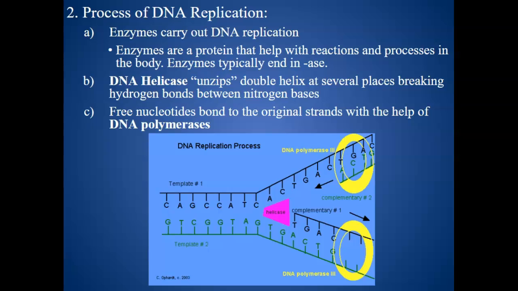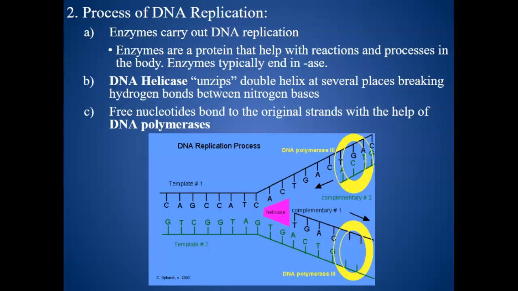So if you remember from building your model, DNA is a double helix. It's a twisty ladder. Well, in order to make a copy of DNA, we need to kind of pull that ladder apart. We need to separate the left side of the ladder from the right side of the ladder. And that's where DNA helicase comes in. Okay, so DNA helicase is going to come in and it's going to break the hydrogen bonds that hold A and T together and the hydrogen bonds that hold C and G together. Okay, so it's going to bust open those hydrogen bonds and separate your two strands.